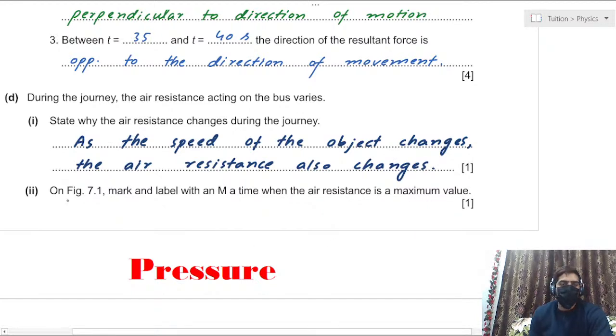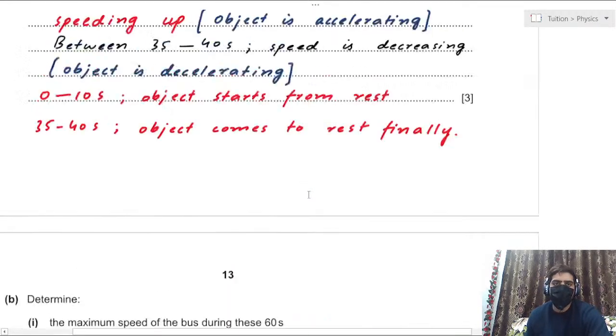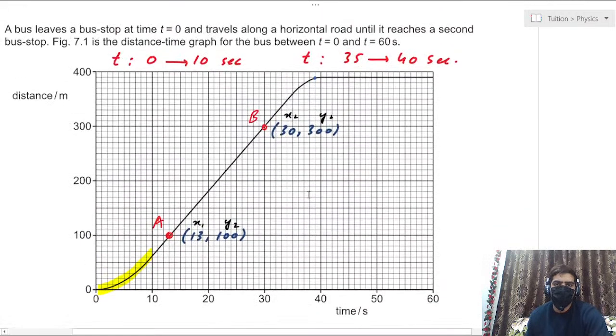All right, then we have part 2 on figure 7.1. Mark and label with an M a time when the air resistance has a maximum value. So you have to find a point where air resistance is maximum.